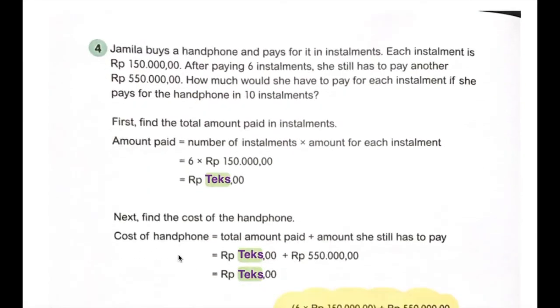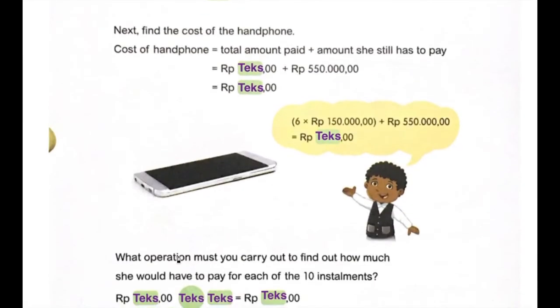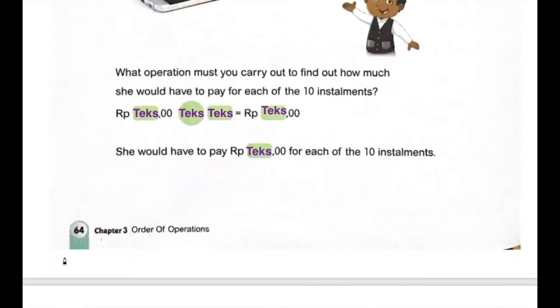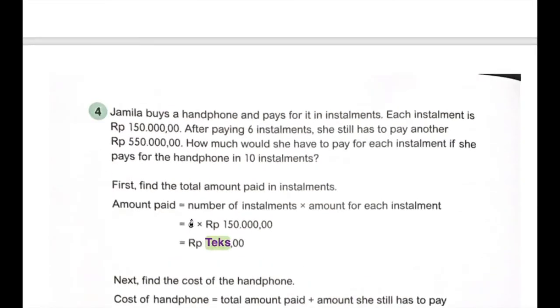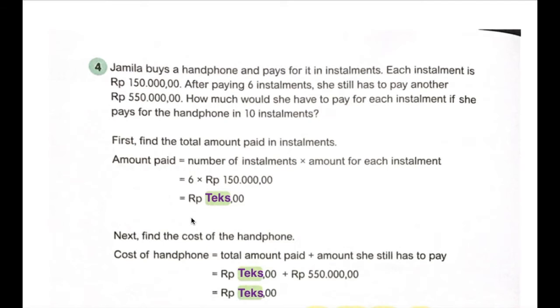Okay, now Jamila buys a handphone. Ooh, we're at page 64 now, ya. Jamila buys a handphone and pays for it in installments. Kita install isinya, ya. Each installment is 150,000 rupiah. After paying 6 installments, she still has to pay another 550,000 rupiah. How much would she have to pay for each installment if she pays for the handphone in 10 installments?